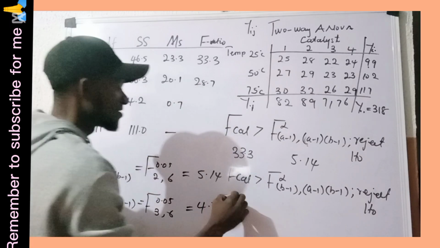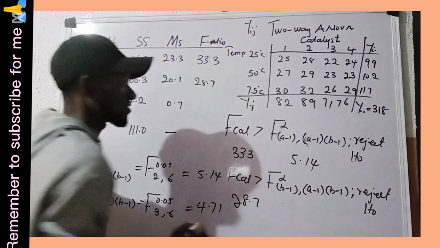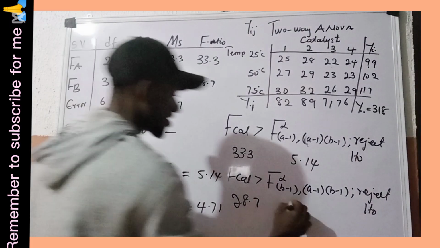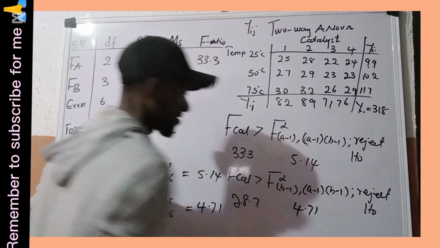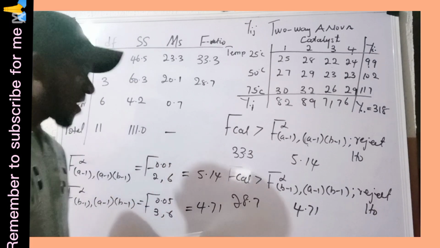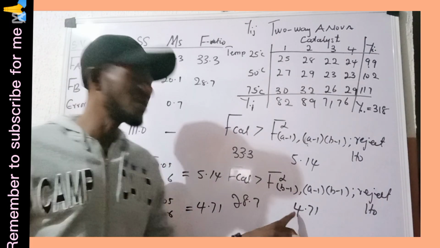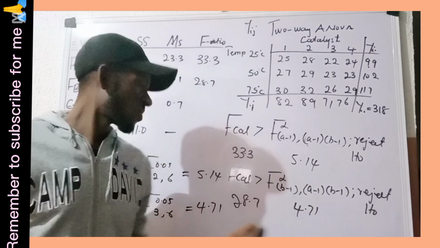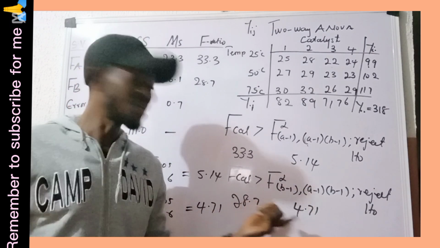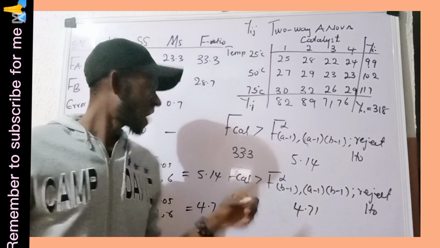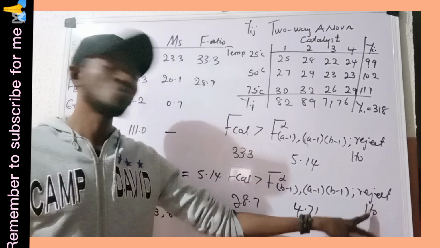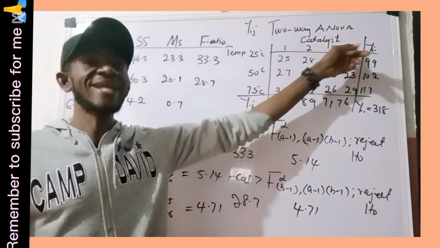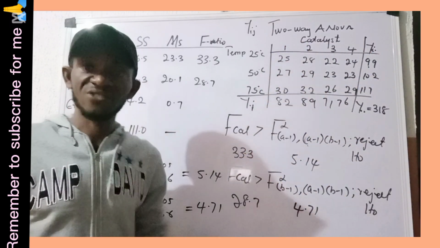Our F cal here is 28.7. Our F tabulated is this value which we got here, which is 4.71. So when 28.7 is compared with 4.71, which one is greater? Of course, 28.7 is greater than 4.71. And when the calculated value is greater, what do we do? We reject H0. And what is H0 saying? That these catalysts do not have an effect on this.